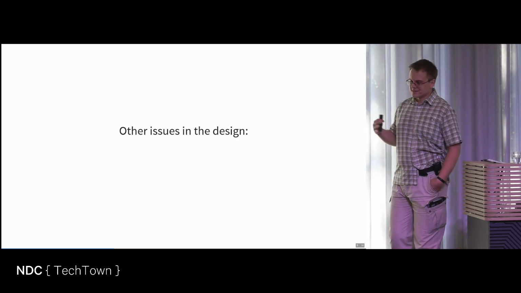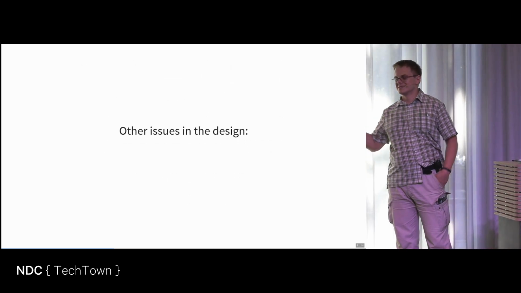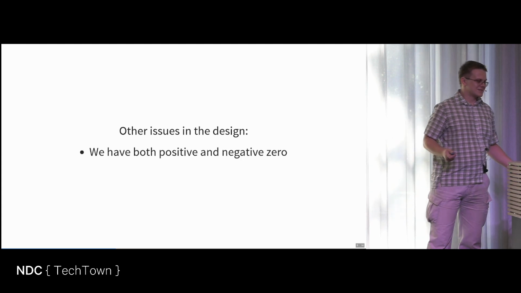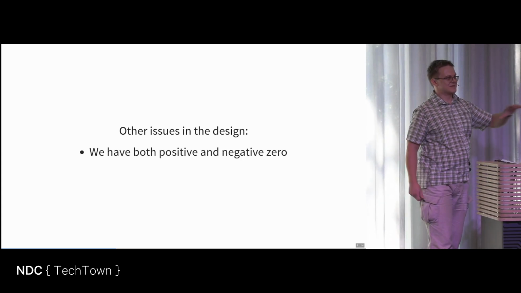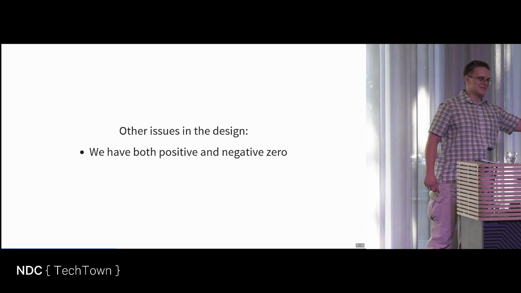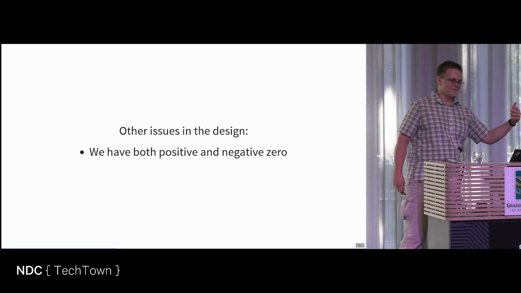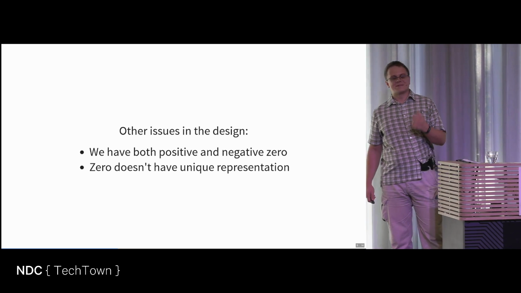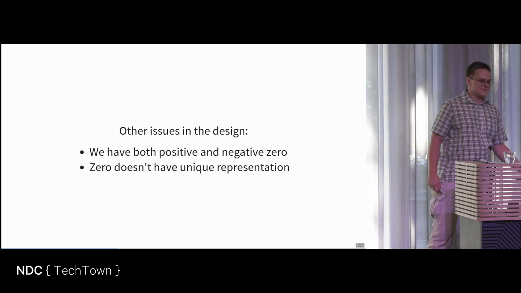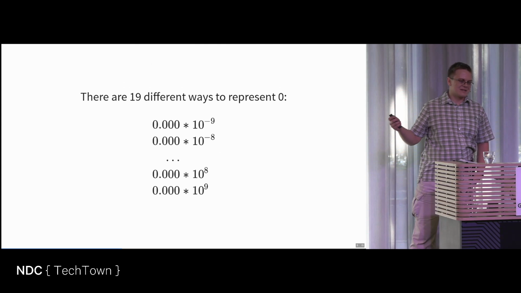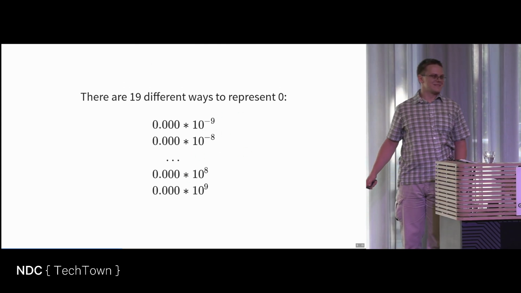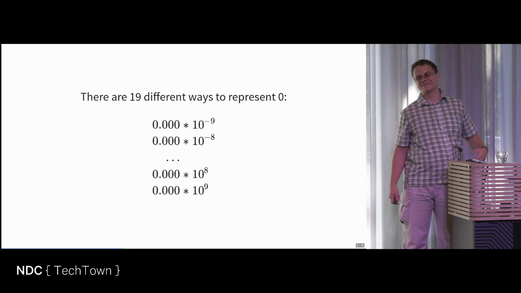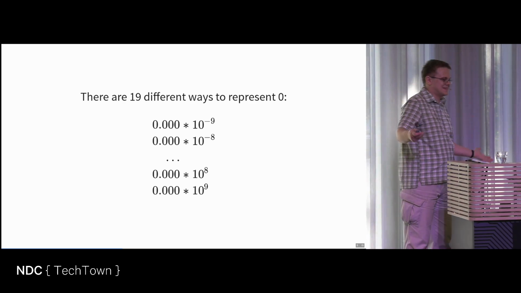Now, we made this design in like 3 minutes, so we have issues. One, we have both positive and negative 0. We said we store the minus sign somewhere else. This means that we can have both negative and positive 0. We have lots of representations for 0. We have 19 actually. They look like this. We just set it to 0, and then we just pick whichever exponent we want. This is a little bit of an issue.